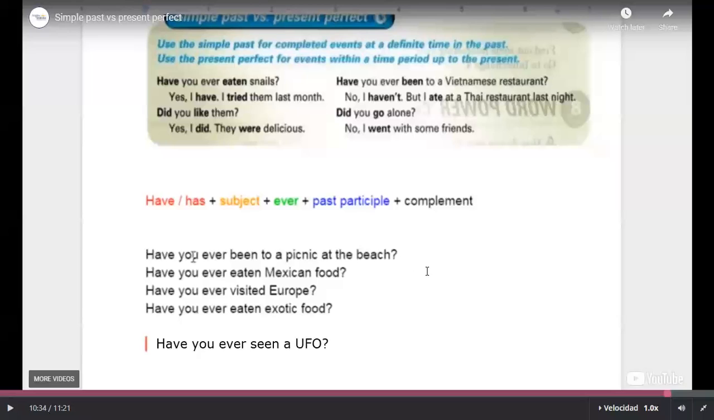Have you ever is a good icebreaker. For example, if you go to a conference in another country, or you are in a class with new people, or you are in a gym and you're a new member, have you ever, it's like an icebreaker, right? Hey, have you ever seen a UFO? Hey, have you ever been to a picnic at the beach? Hey, have you ever eaten Arabic food? Hey, have you ever visited Alaska? And then people say, yes, I have.